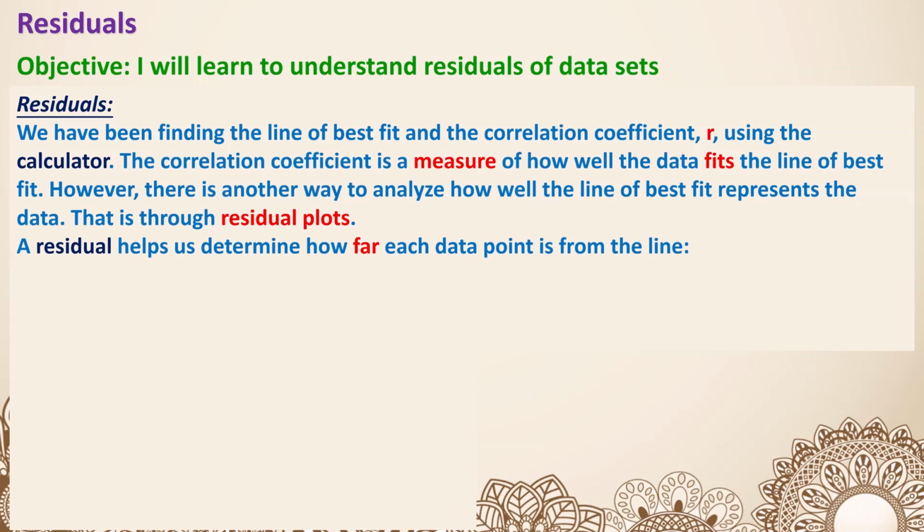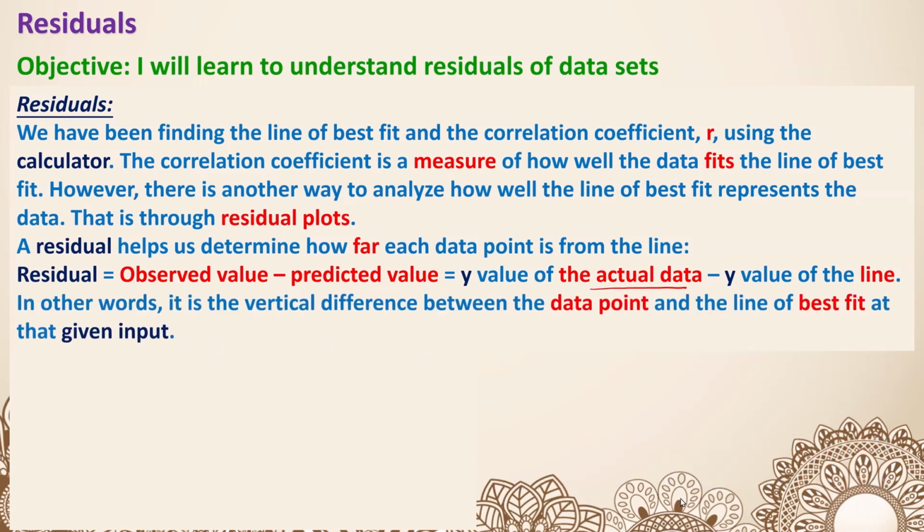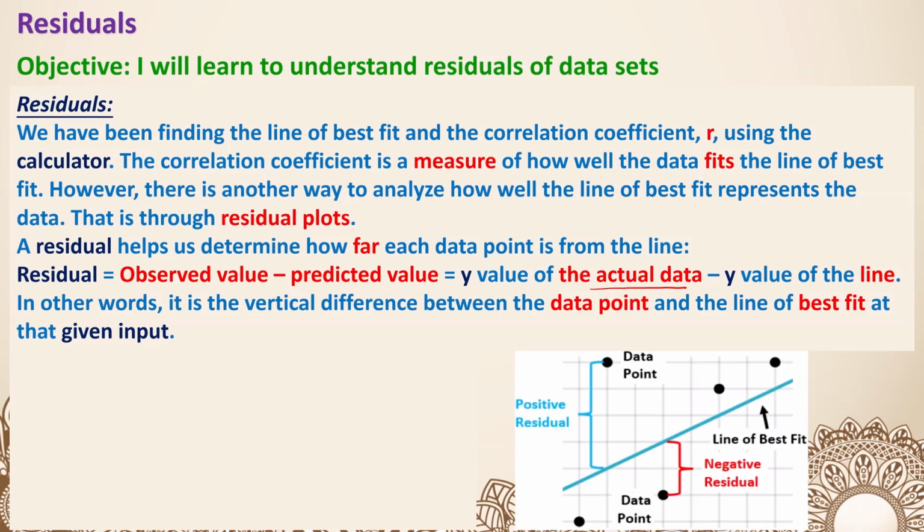So here's how we calculate it. Because we're calculating how far they are from each other, or distance, it's going to be a subtraction. So residual is the observed value minus predicted value. The observed value is what we actually see in the data set, which is the actual data, and this is the y value of the actual data. And then the predicted value is the y value on the line. So in other words, it is the vertical difference between the data point and the line of best fit at that given input.